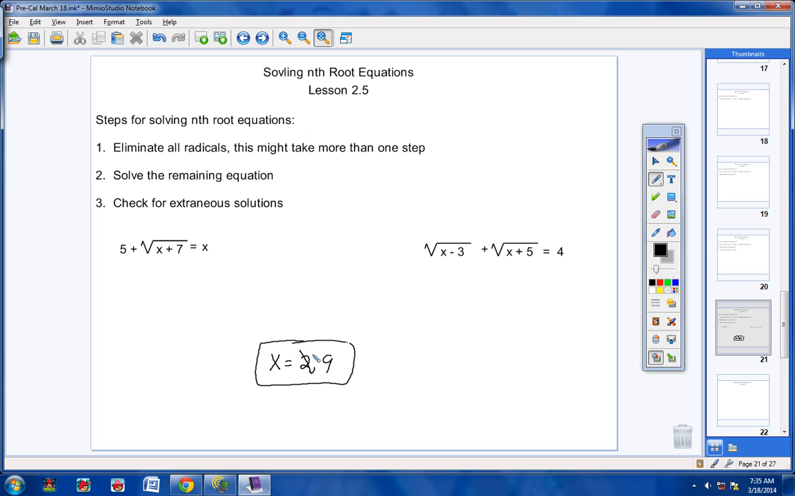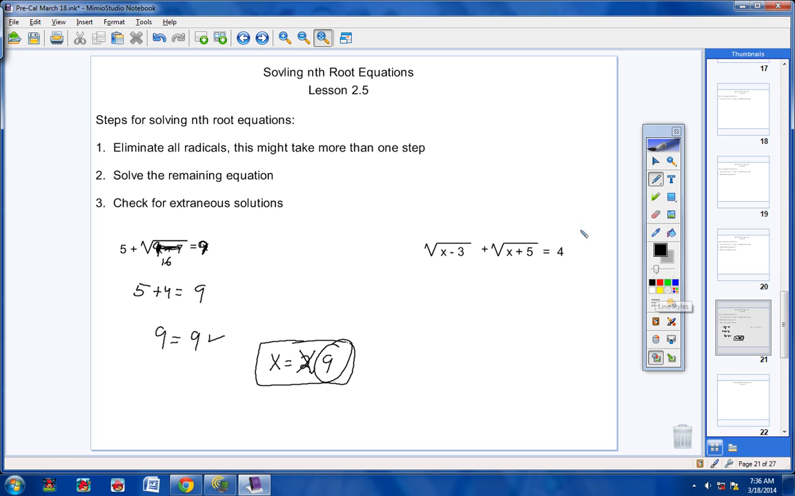Now let's put 9 in for x. So here is a 9, and here's a 9. 9 plus 7 is 16. The square root of 16 is 4, so 5 plus 4 equals 9. And that checks. 9 equals 9. So yes, your answer is 9. I hope that makes sense, guys.